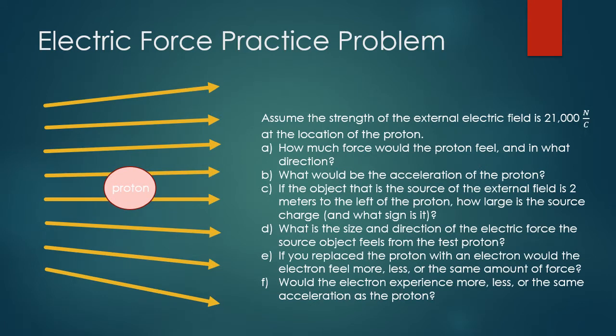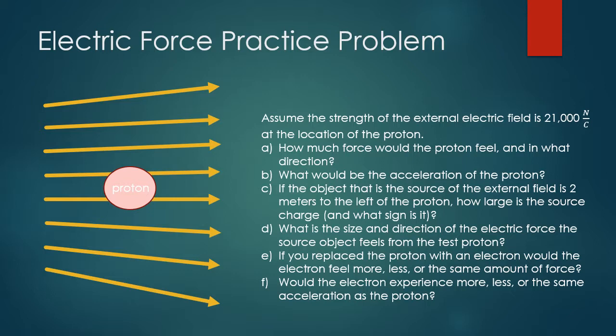So this is the last slide in the slideshow, and it's a big, crazy practice problem that really pulls in all of the concepts from before. So let's assume that the electric field I've drawn on the paper has a strength of 21,000 newtons per coulomb at the location of the proton. The first question is, how much force would that proton be feeling at this moment, and in what direction? The second problem is, what would be the acceleration of the proton at that instant?